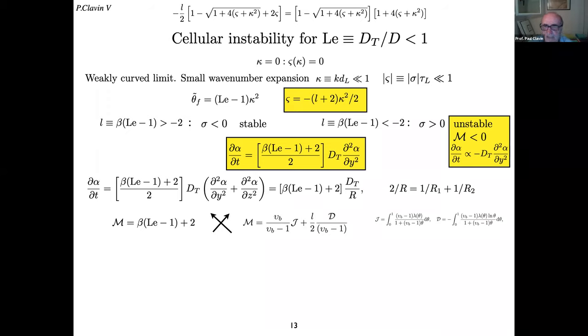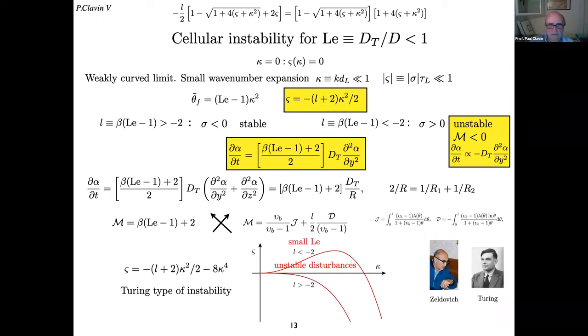Now, if you do the same analysis taking into account the gas expansion, you obtain a much more sophisticated expression of the Markstein number, taking into account the density ratio and reducing to this one when the density ratio goes to unity. And the physical explanation is written here.